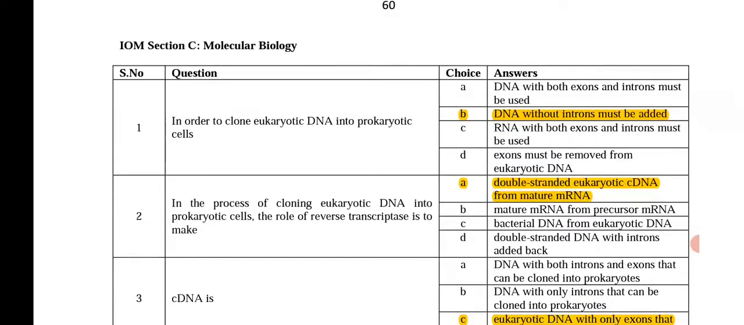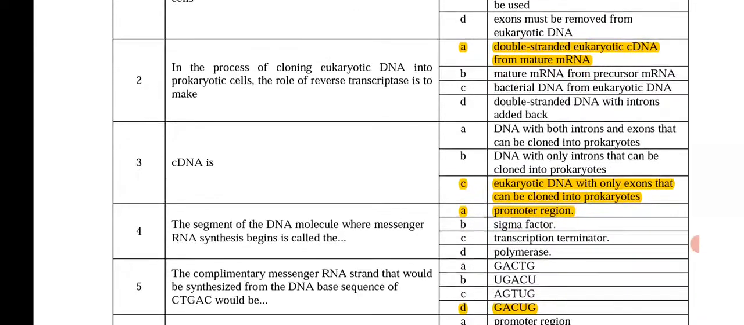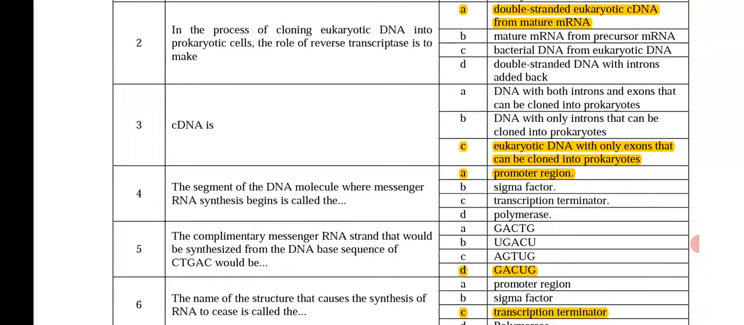Section C. Molecular biology. In order to clone eukaryotic DNA into prokaryotic cells, DNA without introns must be added. In the process of cloning eukaryotic DNA into prokaryotic cells, the role of reverse transcriptase is to make double-stranded eukaryotic complementary DNA from mature messenger RNA. Complementary DNA is eukaryotic DNA with only exons that can be cloned into prokaryotes. The segment of the DNA molecule where messenger RNA synthesis begins is called the promoter region.